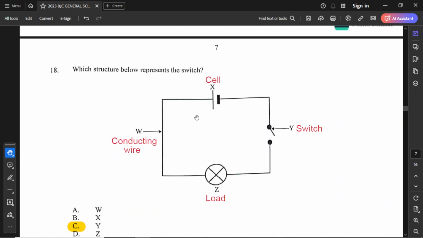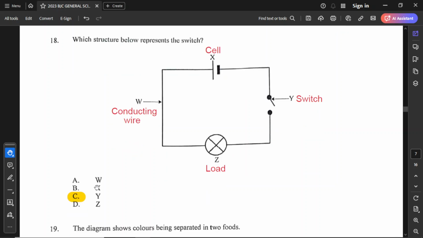And 18, it said, which structure below represents the switch? And I label them. So X is a cell, which would be a battery. Y is the switch. Z is the load. W is the conducting wire. So definitely C is the correct option.